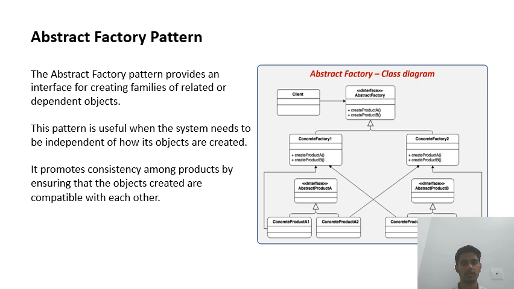Abstract factory pattern. The abstract factory pattern provides an interface for creating families of related or dependent objects. This pattern is useful when the system needs to be independent of how its objects are created. It promotes consistency among products by ensuring that the objects created are compatible with each other.